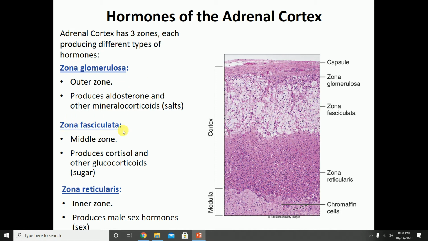The middle zone is called the zona fasciculata, and that produces cortisol and other hormones that are related to sugar levels, hence we call them glucocorticoids. The inner zone is the zona reticularis, and that produces male sex hormones. Whether that gland is in a male or female, the zona reticularis is going to produce male sex hormones.